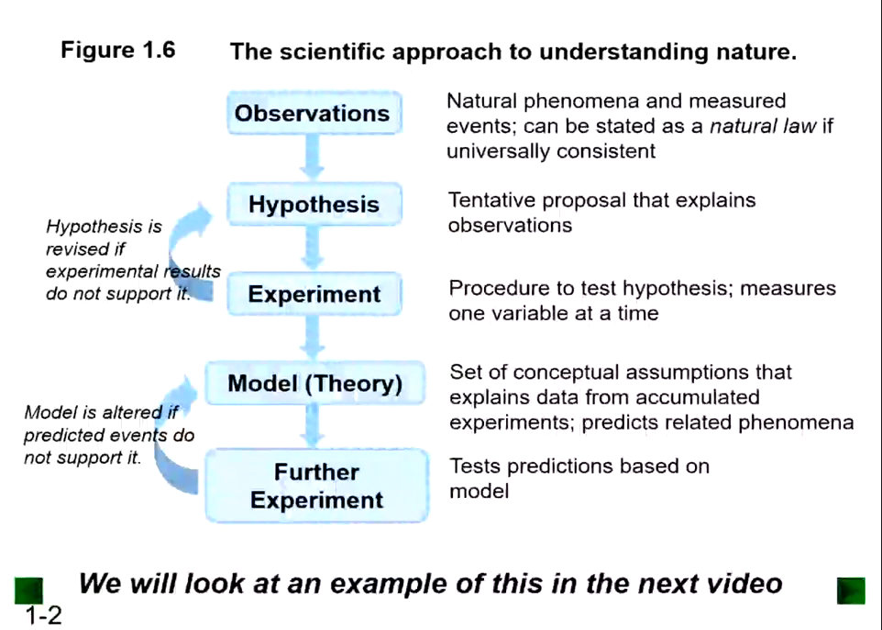The first example we'll look at is one related to the scientific method. You'll recall the scientific method follows the flow chart shown here. We make observations. We develop some hypothesis about why these observations are the way they are. We come up with an experiment to test that hypothesis. If the experiment is consistent with the hypothesis, we develop a model that will more generally explain this, and then we use further experiments to test this.